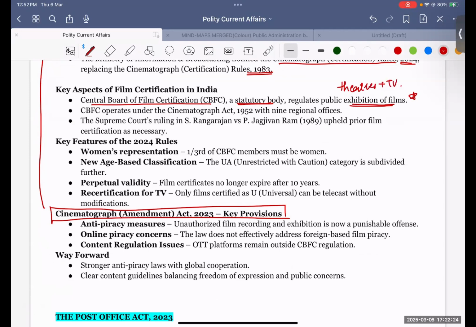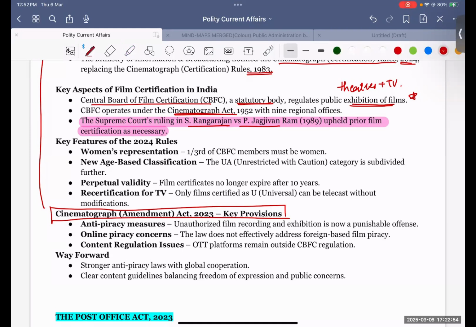The CBFC operates under the Cinematograph Act, as we know that it is a statutory body with 9 regional offices. The Supreme Court's ruling in S. Rangarajan versus P. Jagjeevan Ram upheld prior film certification as necessary. So we know that there is a Supreme Court case also which tells that there should be certification before you show that film to public.